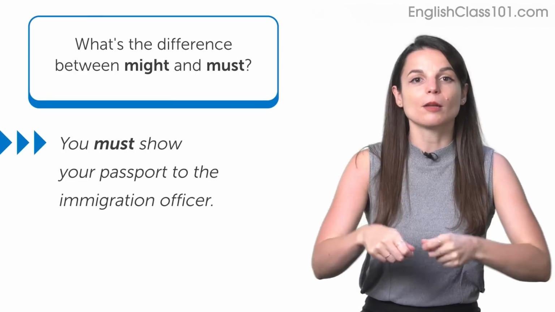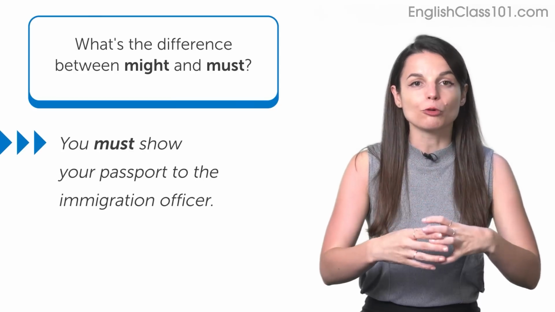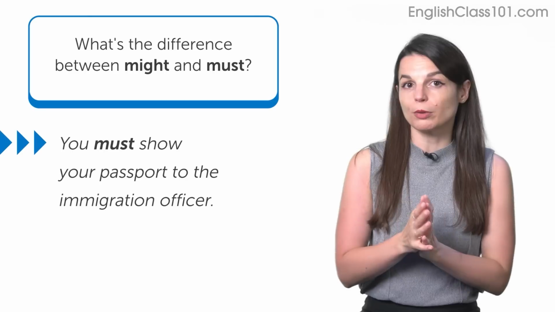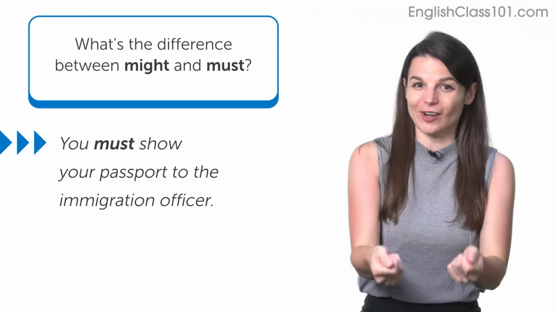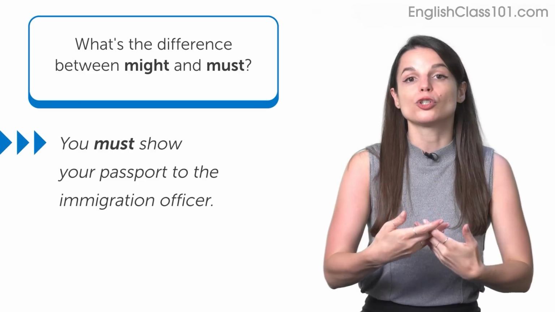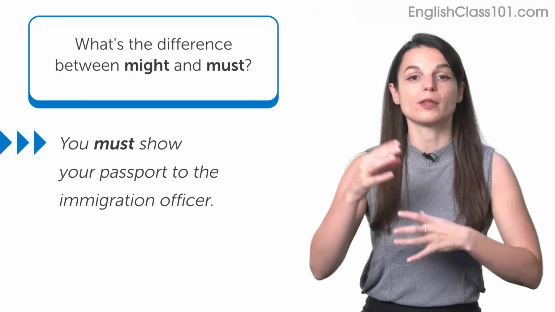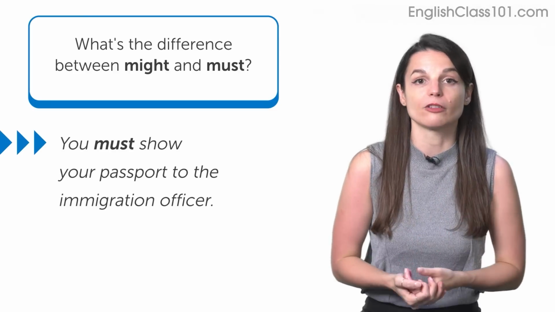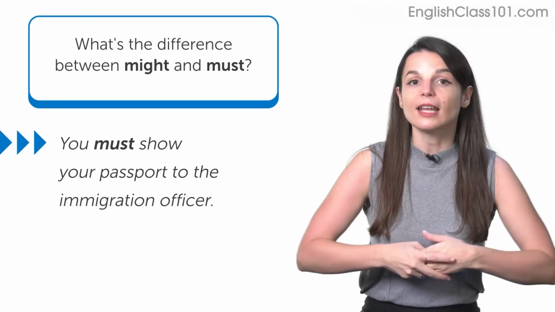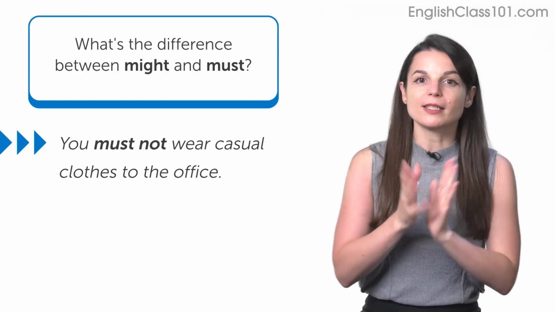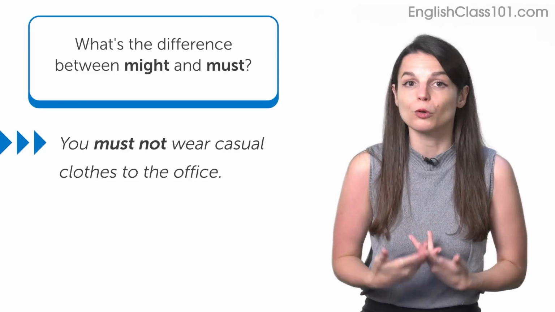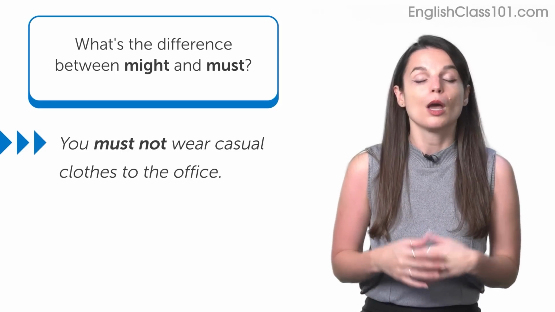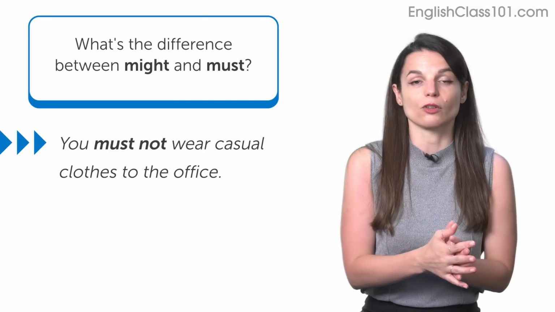So there's usually some kind of sign, some kind of rule at the airport or in other official places where you show documentation that says you must show this document. So must is used to show official rules, to show these kinds of formal things that we need to follow. We can also use the negative here. For example, you must not wear casual clothes to the office. So this expresses a formal rule in the workplace, for example. Must can be used to express these kinds of rules.